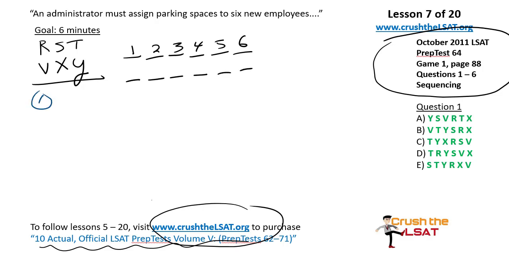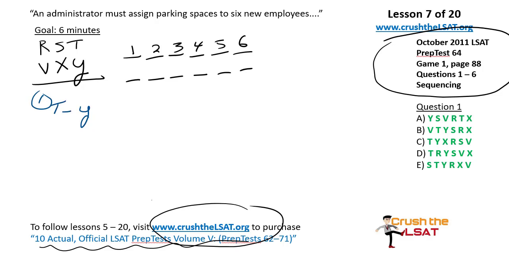So rule 1, Y must be assigned to a higher numbered parking space than T. So we have Y. Now, what exactly does higher numbered mean? Does it mean 1 or does it mean 6, for example? What's the highest number, 1 or 6? For the purposes of the LSAT, it is 6. So important to keep in mind, it's 6. So we have Y to the right of T.